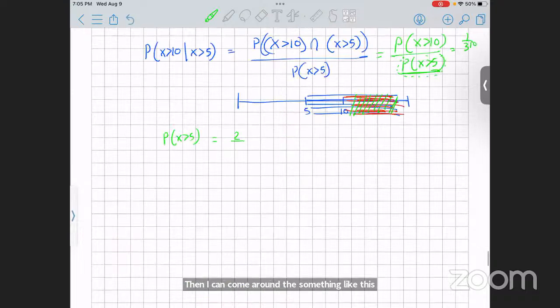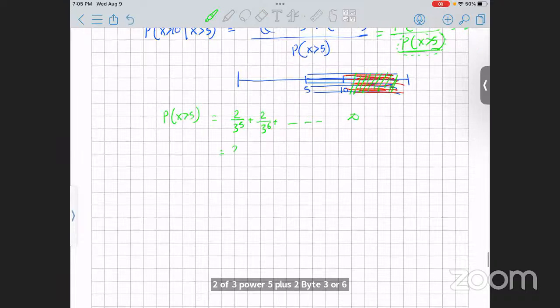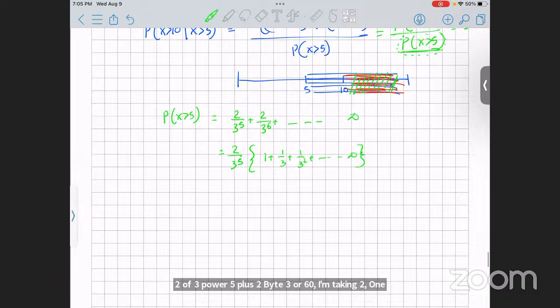2 by 3 power 5 plus 2 by 3 power 6 up to so on infinity. Agree? Now I'm taking 2 by 3 power 5 common: 1 plus 1 by 3, 1 by 3 square up to so on infinity. So 2 by 3 power 5.